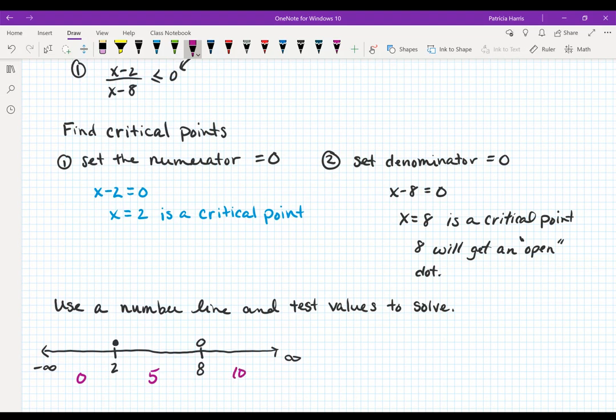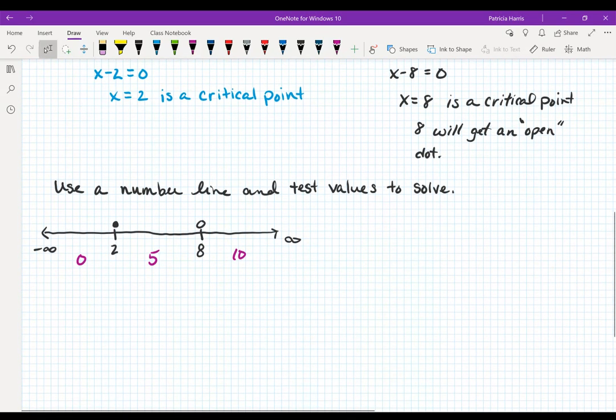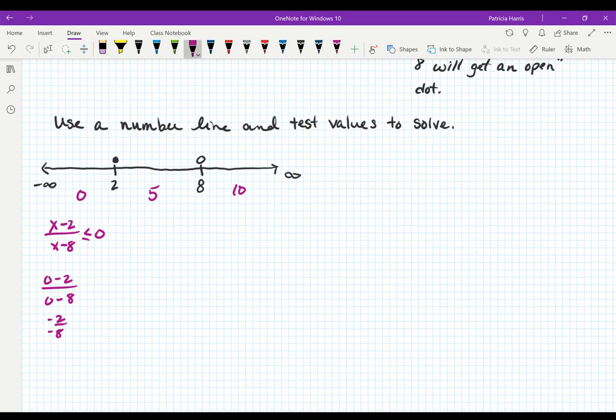Okay, what you're doing is you're looking for a true statement. So you want to make sure whatever value you plug in for x is going to be less than or equal to 0 to get a true statement. Okay, let's plug in our 0. Okay, so I get a negative 2 divided by a negative 8, which is a positive value that is not less than 0, so that is false.